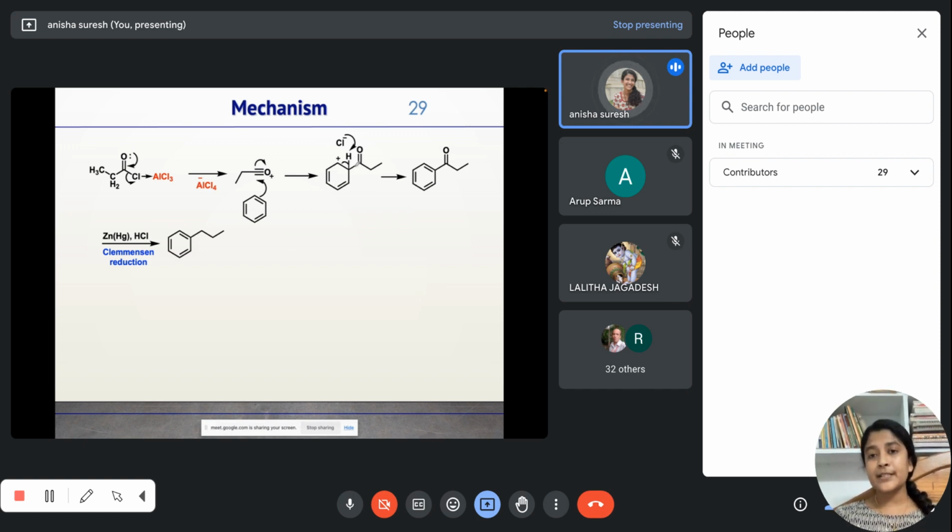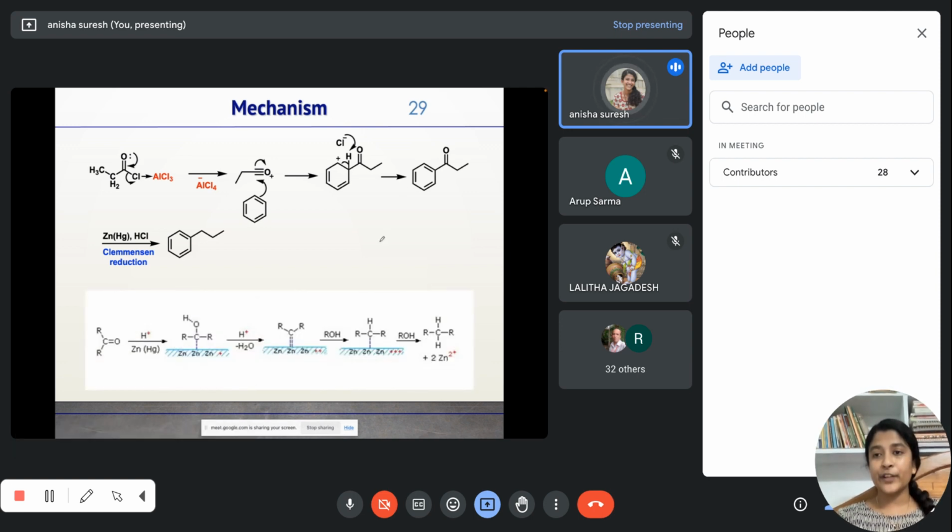So here the aromaticity of the benzene ring is lost. So for regaining the aromaticity, this proton will be abstracted and the negative charge formed will migrate over here, and it will result in the formation of this acylated benzene. Now we have to remove the ketone. So here we will be using the Clemmensen reduction condition, that is zinc amalgam and HCl. So it will result in the formation of this alkane by removal of this ketone.